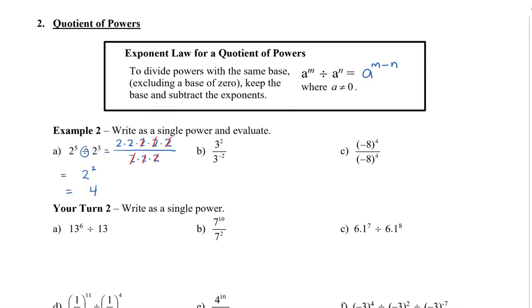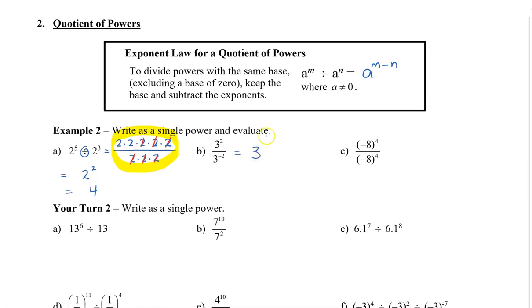Now, instead of doing all of this work over here, which I'm going to highlight, I can actually just use my Quotient of Powers Law, which means that if the bases are the same, I can subtract the exponents. The bases are the same here, which is a base of 2, and I'm going to subtract 5 minus 3, which gives me 2. So let's try that for the next one.